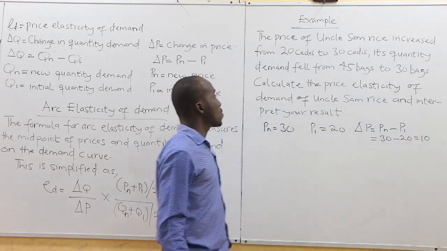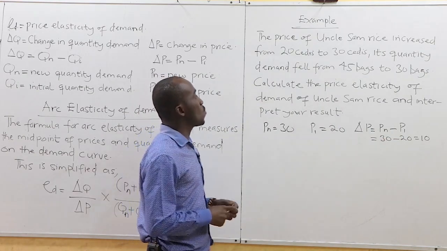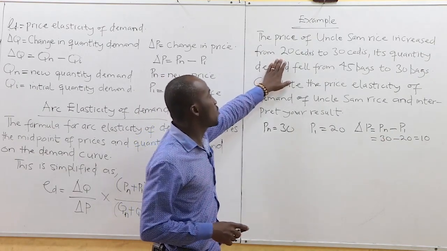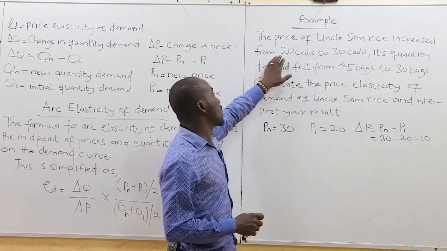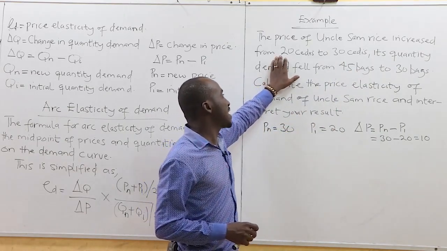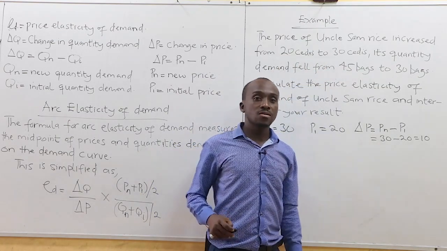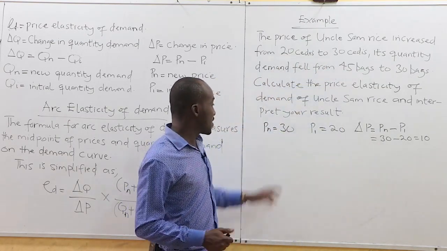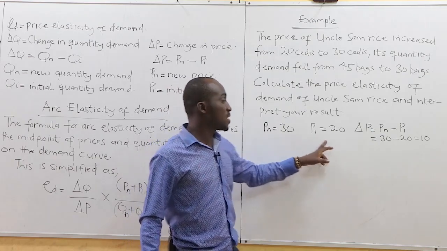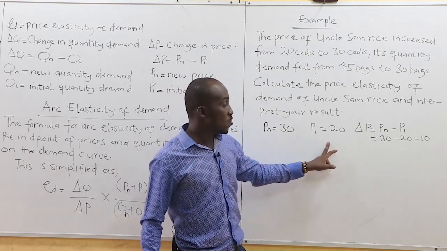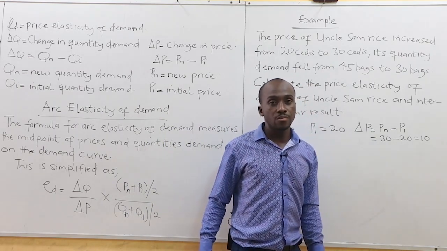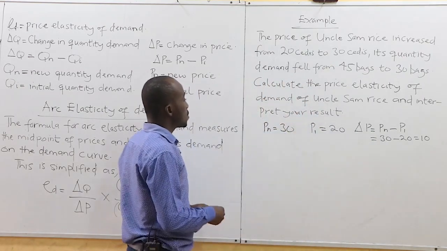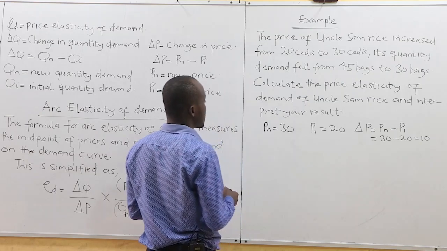10. Good. The price was 20 and it increased to 30. So that means the new price now is 30 cedis. The old price is 20. If you find the change, it's going to be 30 minus 20. It's going to be what? 10. What about the new quantity?